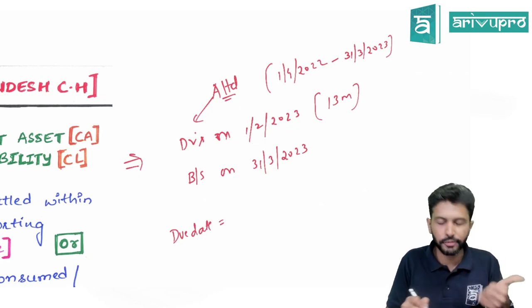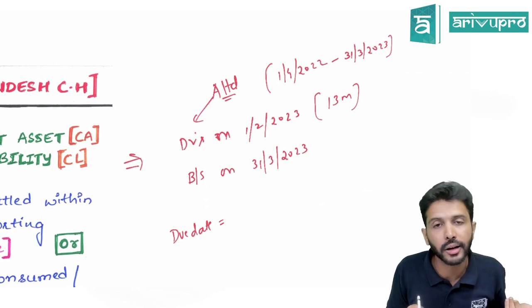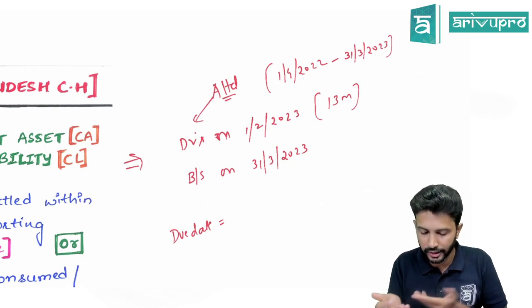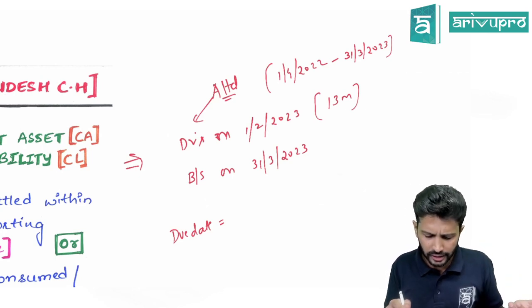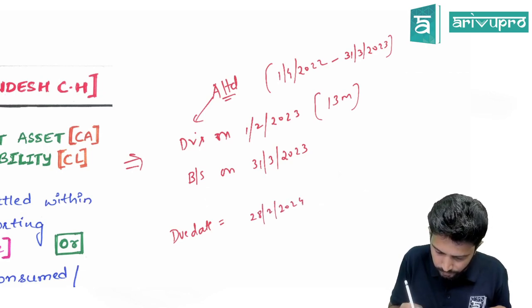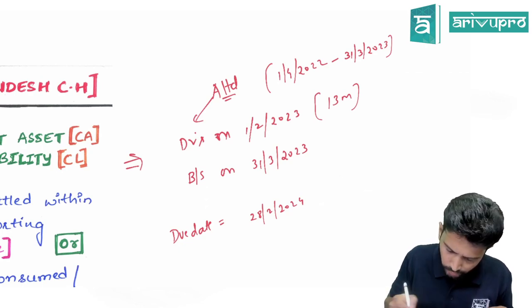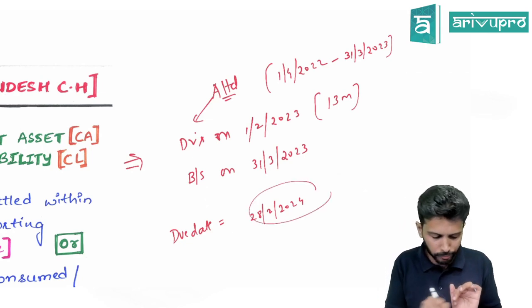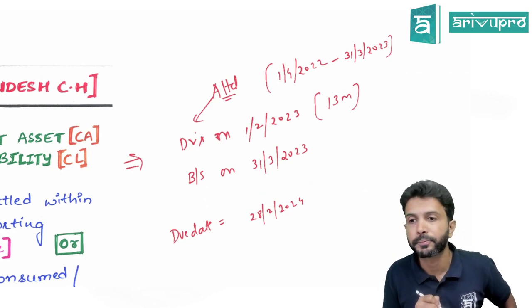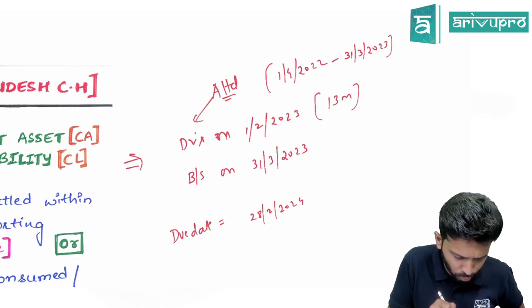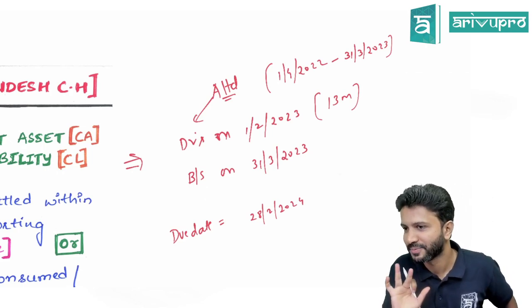You sold the goods on 1st February 2023 and you're going to receive the money 13 months from that day. If you count 13 months, I think it comes to 28th February 2024. Am I right in calculating that? This is the due date of payment from this particular debtor. Everybody okay with this?